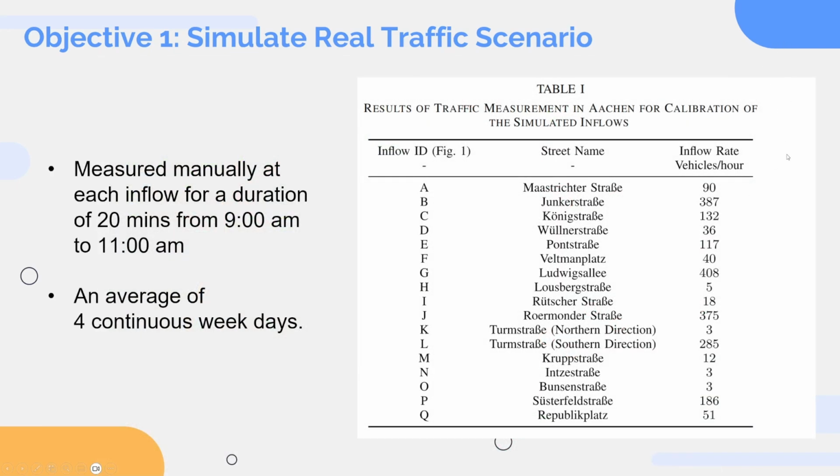They measured the traffic flow for a duration of 20 minutes in the morning, from inflow A to Q. And the model follows the same inflow probability as measured. So that's all for my part. Now I will pass to Wei Chen to continue.